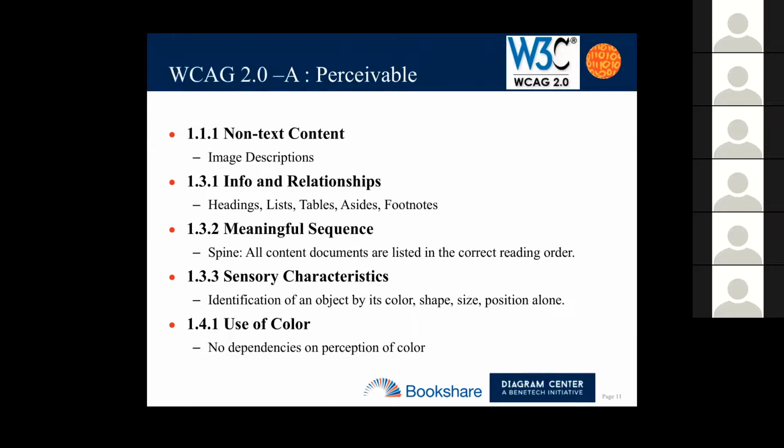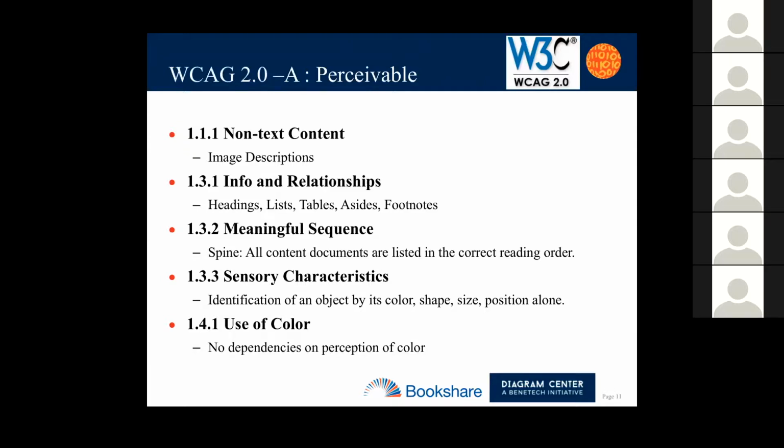Meaningful sequence: your spine in your EPUB must list all content documents and should be in the correct reading order for assistive technologies to go through. Just makes sense. Sensory characteristics: don't identify objects in your book by color alone, or shape, or size, or position.